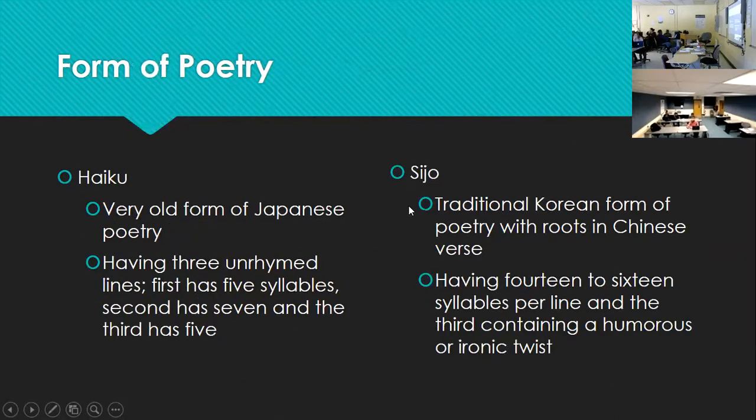A haiku is a very old form of Japanese poetry. Traditionally, it has 3 unrhymed lines. The first line and the last line have 5 syllables, and the second line has 7.